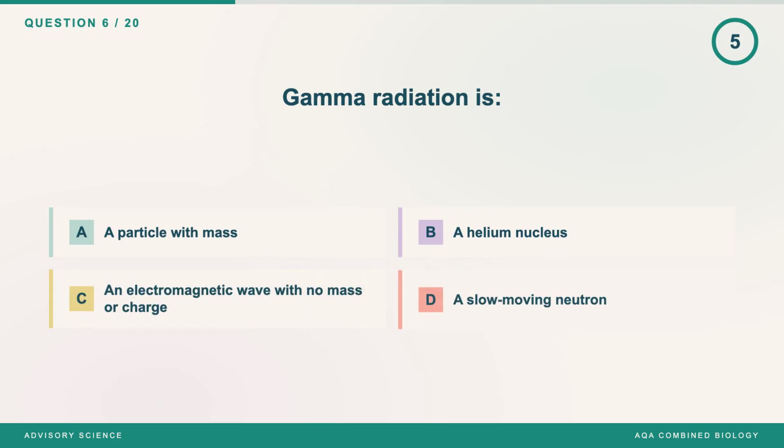Question 6. Gamma radiation is. Option A, a particle with mass. Option B, a helium nucleus. Option C, an electromagnetic wave with no mass or charge. Option D, a slow-moving neutron. What is your answer?